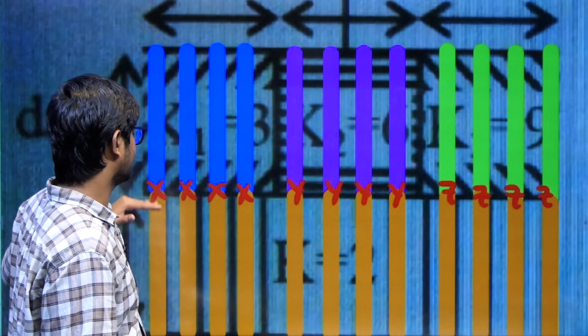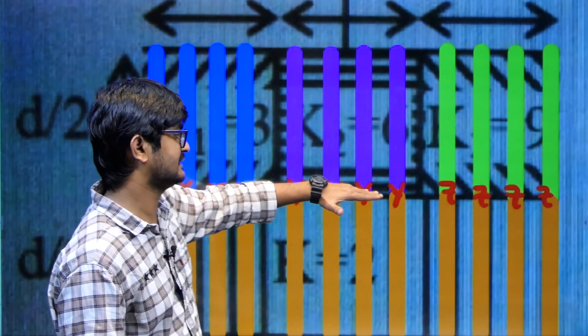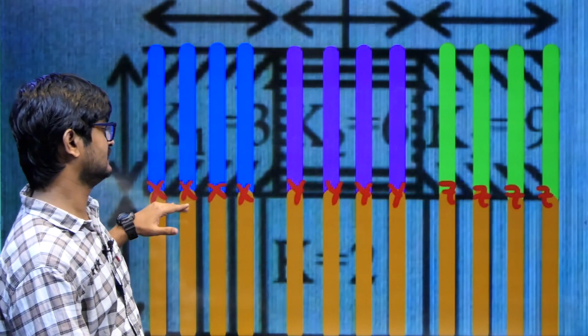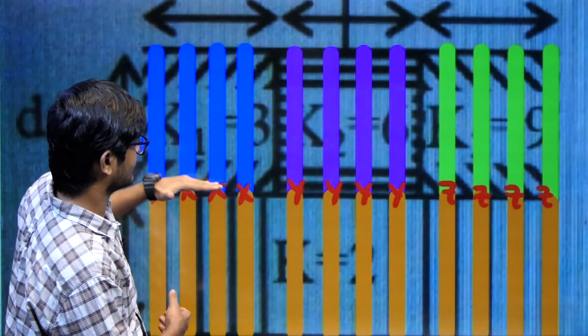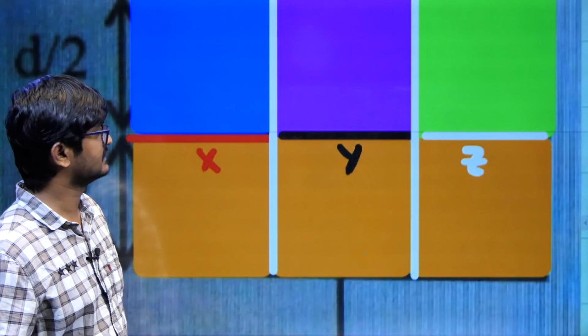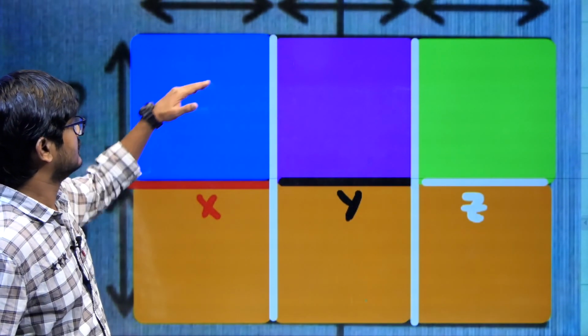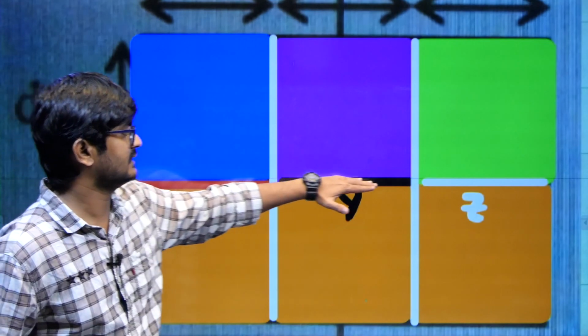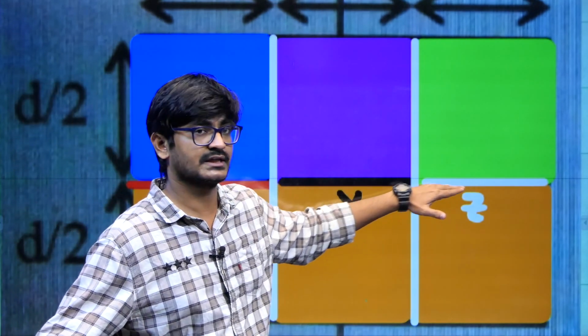Now the important thing you need to understand is, this potential is not the same as this, is not the same as this. So you can't combine these. This potential is different from this potential, which is different from this. So how can you club them? You can club them like this. This potential is X, so you can club all this. This potential is Y, so you can club all this. This potential is Z, so you can club all this.